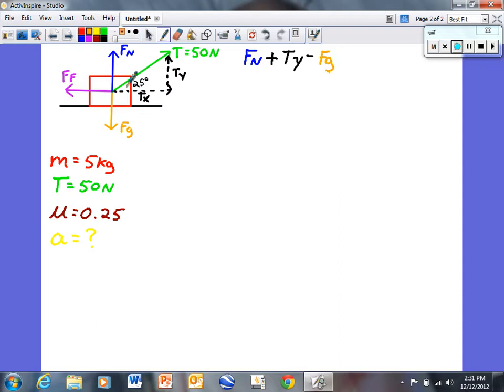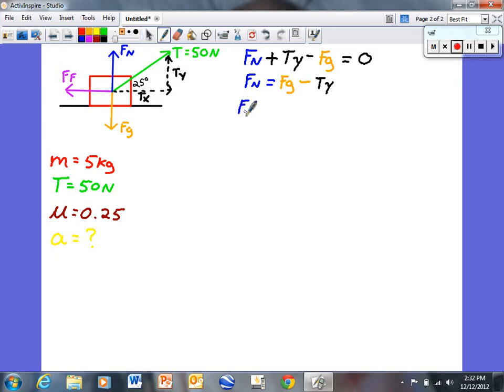And there is no acceleration in the up and down direction. This is accelerating on the x-axis to the right. So in the y direction, there's no acceleration, so I can just write that all equals 0 when we add it up, because all the forces added up equal mass times acceleration. With no acceleration, that just goes to 0. Rearranging, we can solve for the normal force. And the normal force will equal the force of gravity minus the tension in the y direction.